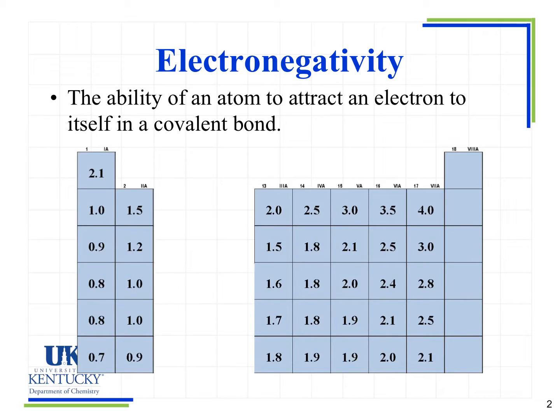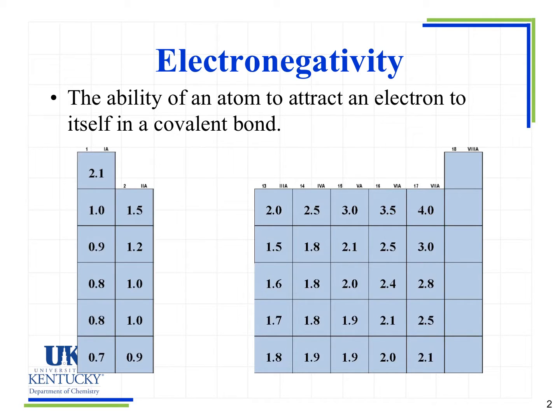So if we look at the trend, what we see is that fluorine is the highest, and the values increase as we go up the column, and they increase as we go from left to right. So if we compare oxygen, which has an electronegativity of 3.5, to fluorine, we see there's a difference in their electronegativity values. So in a bond between these two, the electrons will be held more closely to the fluorine.